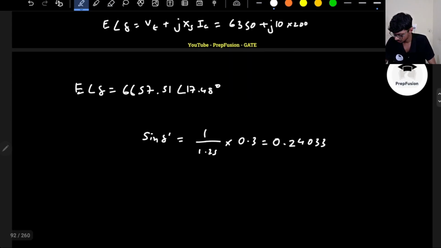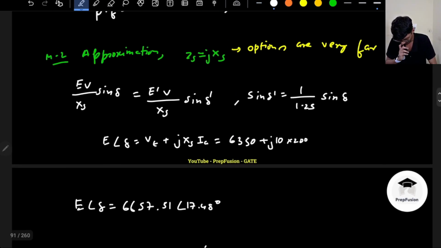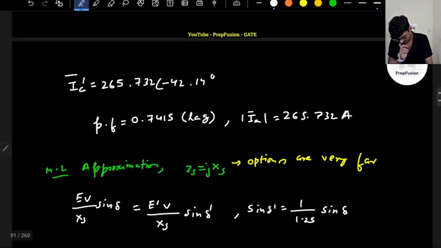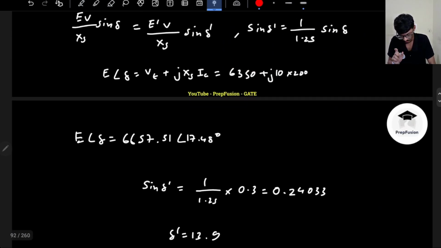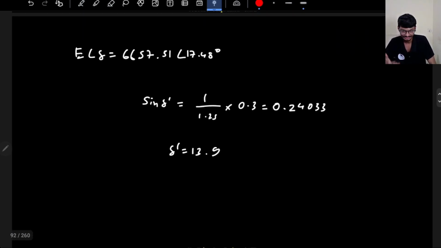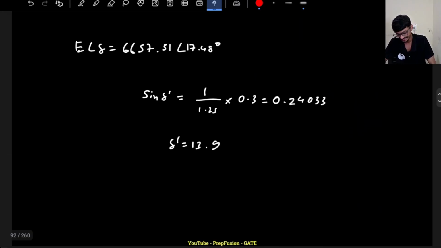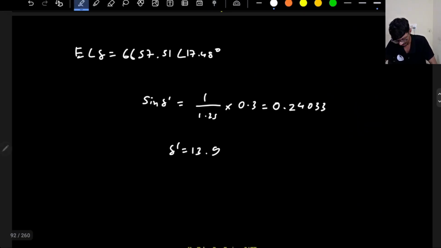So your new delta' is coming out to be 13.9, and previously it was coming out to be 12.9, if I remember. So roughly there will be a bit of change, but see how fast it is. Again you can approximate the armature current here.